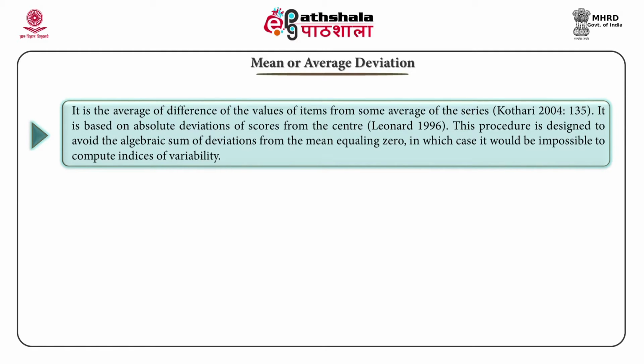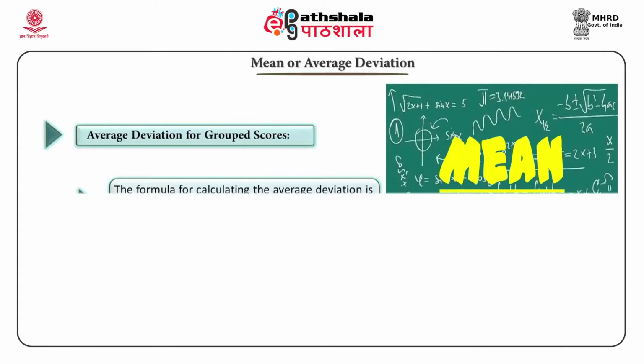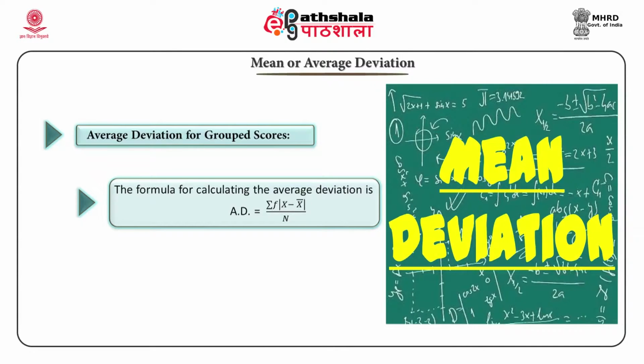How to find average deviation for ungrouped scores? Mean deviation from mean can be found by the formula summation |x minus x bar| divided by n, where x denotes a particular score, x bar means the mean of the scores, and n stands for the total number of frequencies. Average deviation can also be found for grouped data, and the formula for calculating it is summation f into |x minus x bar| divided by n.